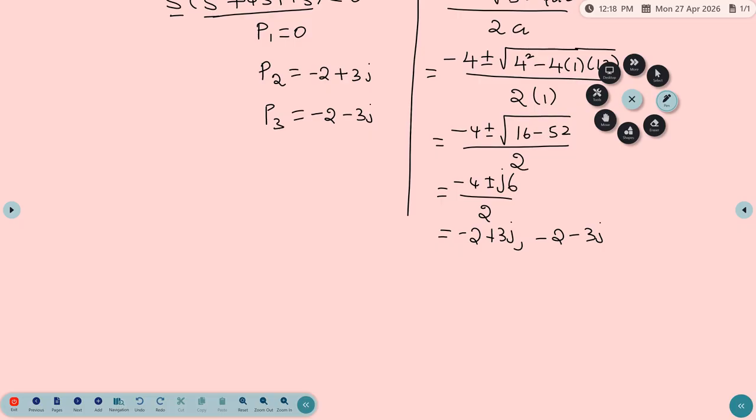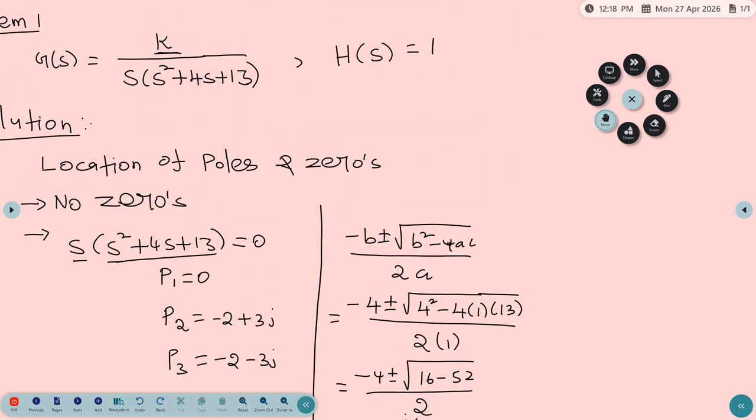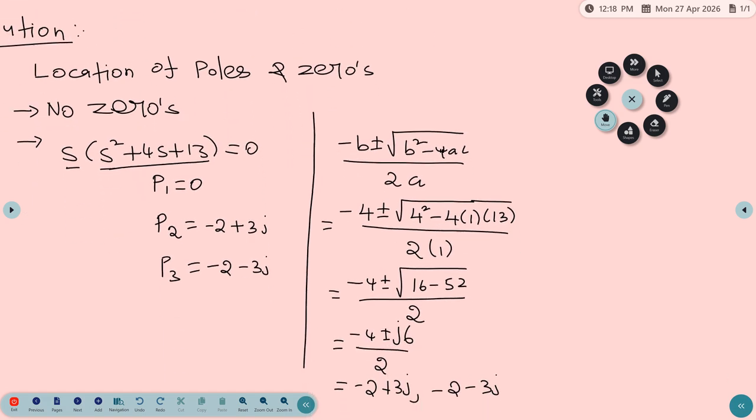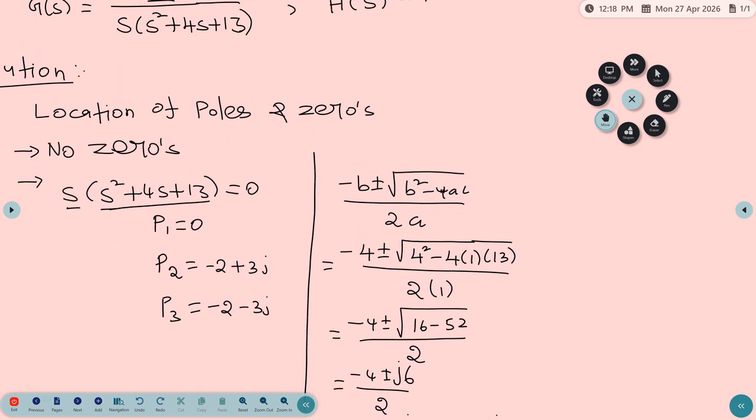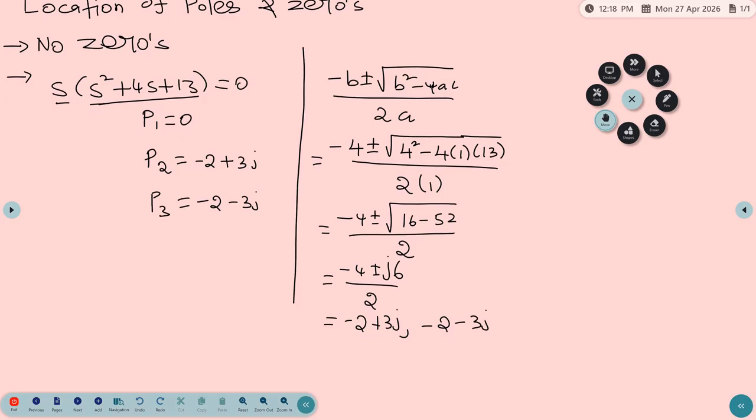So for this problem, there are no zeros, since the given g of s doesn't have any s parameter in the numerator. The denominator is s into s square plus 4s plus 13. The roots of the denominator are called poles. Since we have s into s square, 3 poles are there. So the first pole is very simple, p1 equal to 0. P2 and P3 are complex conjugate poles.